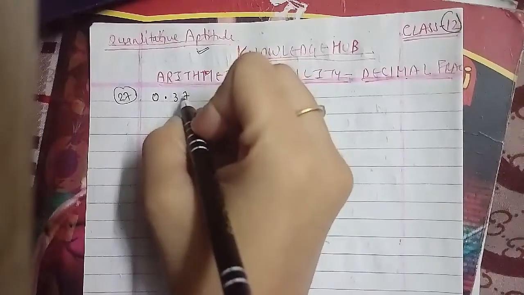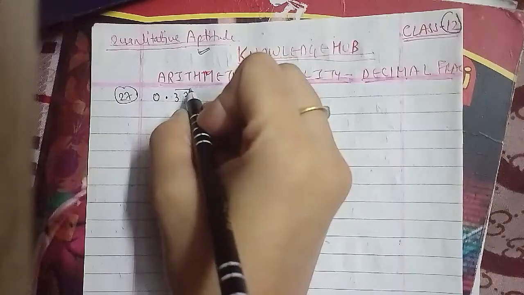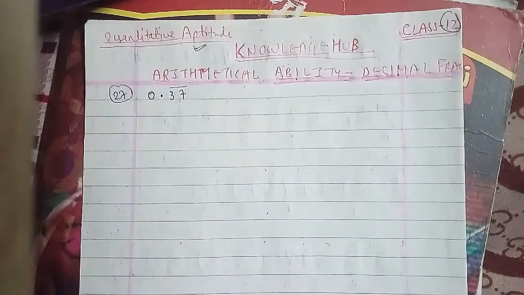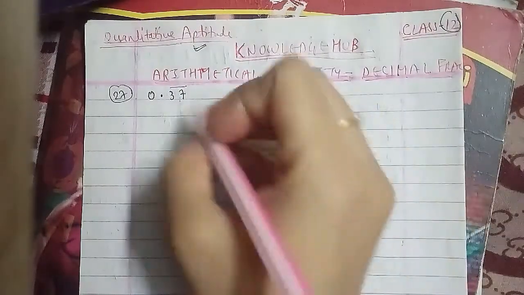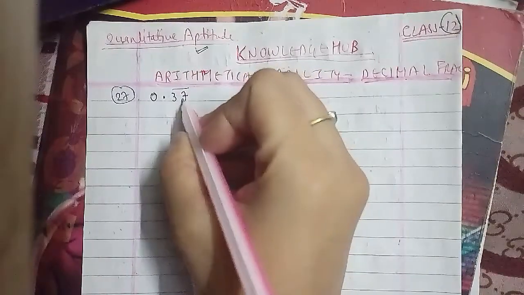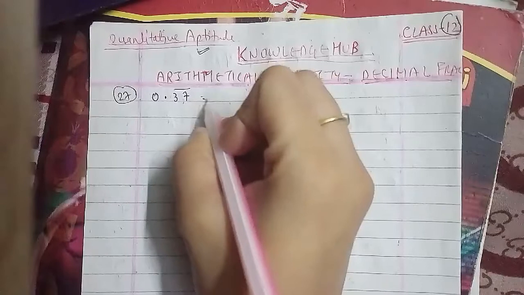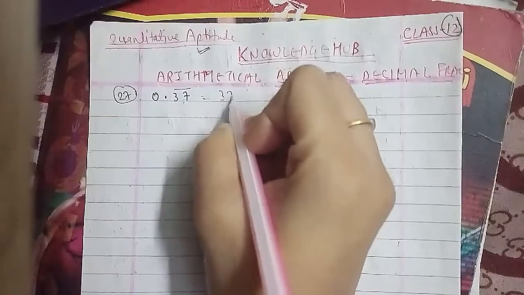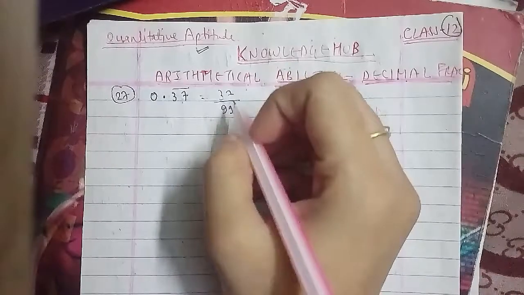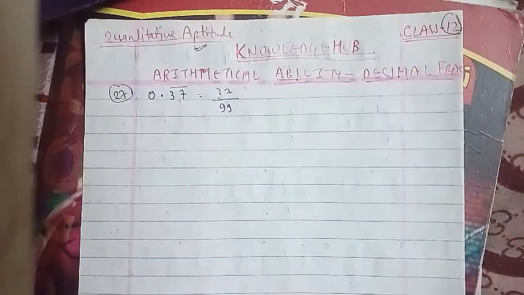0.37, with a bar over the 37. While solving this, when we remove the bar, there are 2 digits under the bar, so we put 2 nines in the denominator, and that will be the right answer, which is 37/99.